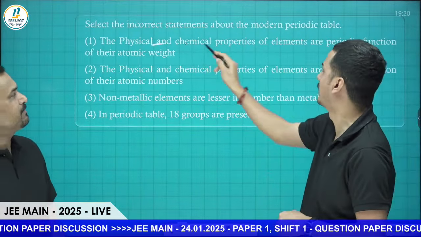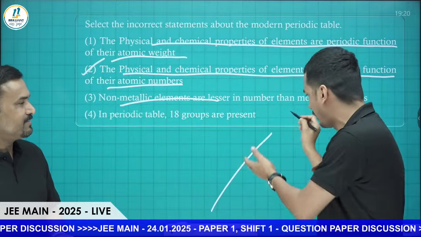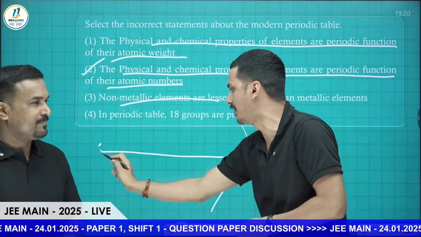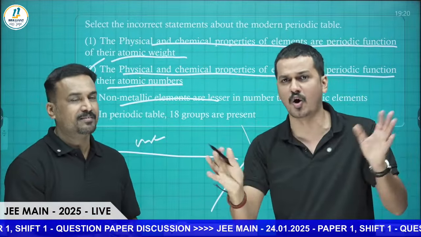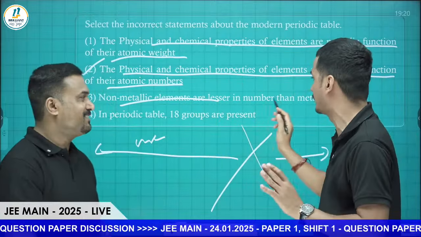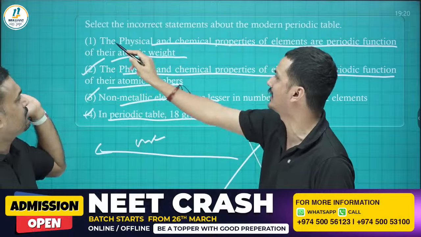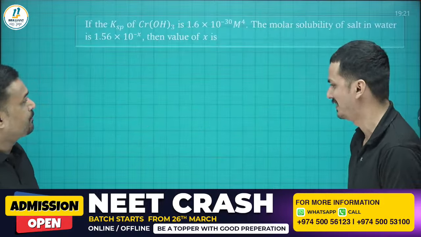Then, non-metallic elements are lesser in number than metals. Yes, of course, that's also correct, because in the periodic table, once we draw the diagonal in the 13th group, the left-hand side is fully metals and the right side non-metals. So the number of metals is more in the periodic table, and the periodic table has 18 groups. Everything is correct, so these 3 are correct. The first one is wrong. So that's our answer. We can go to the next one.